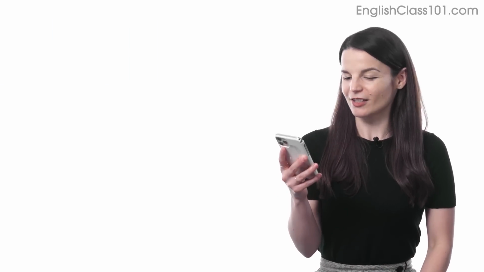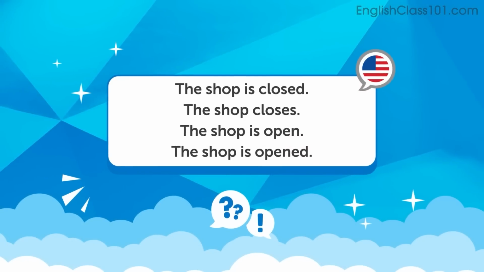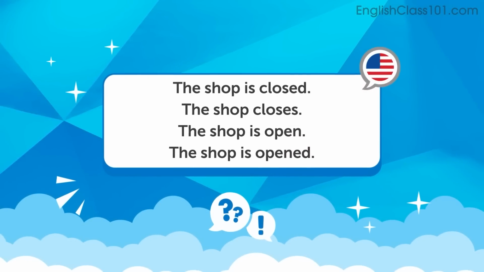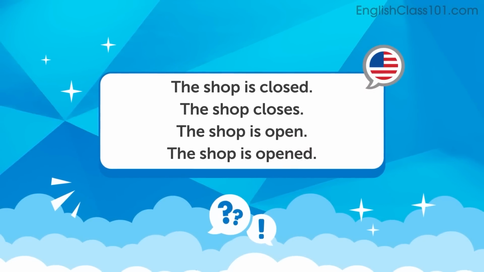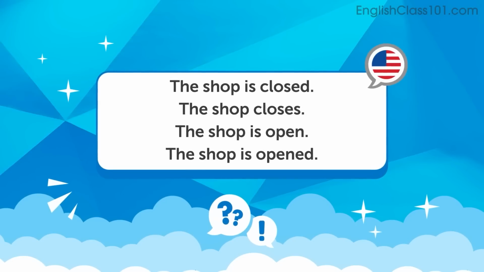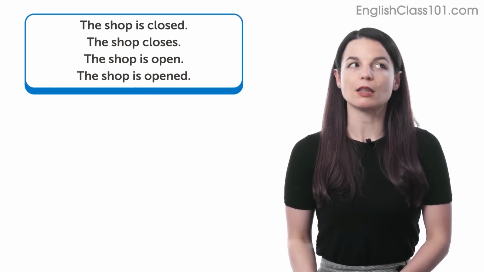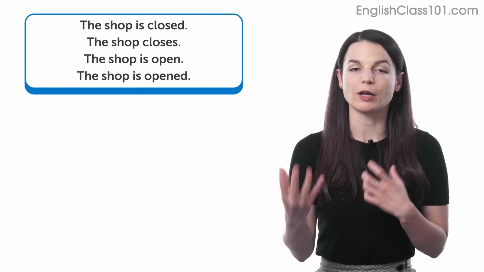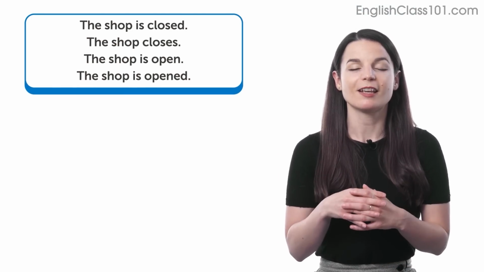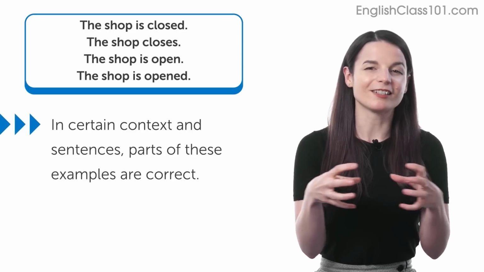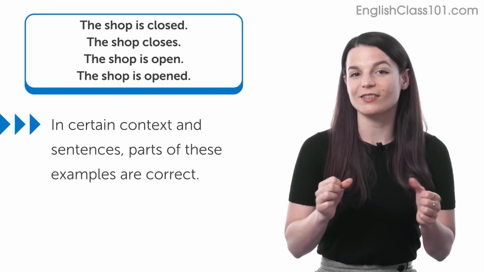Next question comes from Long. Hi, Long. Long says, Alisha, can you help me distinguish between these sentences? 1, the shop is closed. 2, the shop closes. 3, the shop is open, and 4, the shop is opened. Okay, so I think that maybe the confusion that comes with questions like these and sentences like these is because in certain contexts, in certain sentences, parts of these are correct.